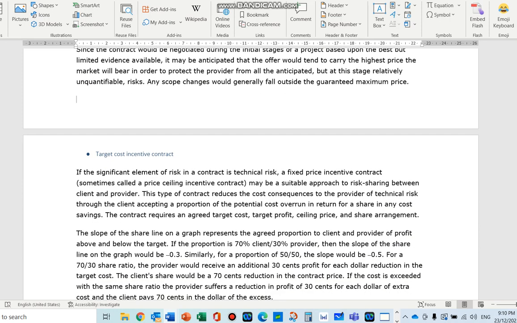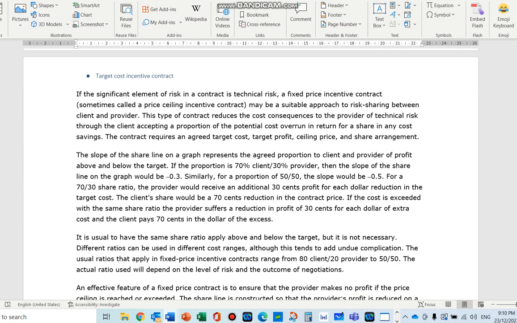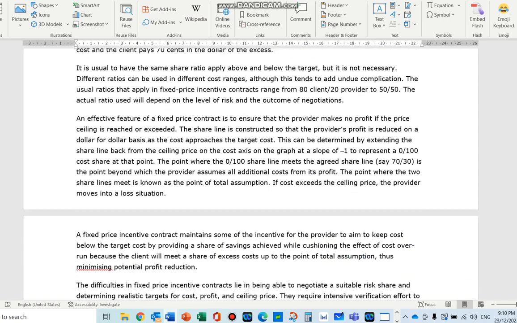And target cost incentive contract is if we set a price that is reasonable, and then you want to make sure that it doesn't go over. If you have a target, and the actual cost is below the target cost, then you share your profit. You also have some sort of bonus involved. If it's over, then it's really too bad. These sorts of things are usually to give incentive to the contractor in that sense.